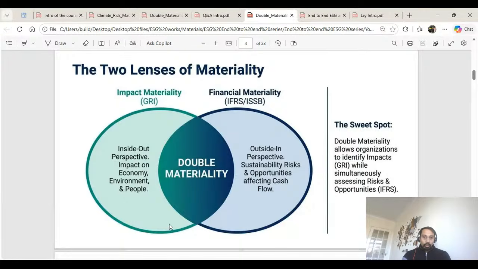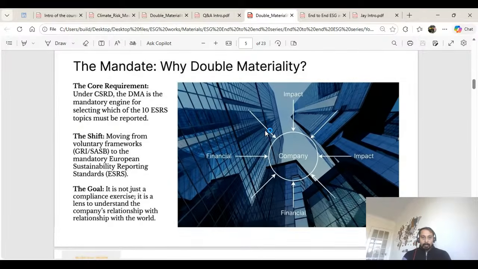You have to calculate the impact materiality as well as the financial materiality, and whatever the coincidence between the financial and impact materiality, that is your strategic spot, and that is called a double materiality assessment, which is a very important part. Now we will see why double materiality is important and mandatory. In EU regulations under the Green Deal, there is the CSRD. Definitely, you might be aware if you are in this profession. Under CSRD, the double materiality assessment is the engine that determines which ESRS topics you must report.